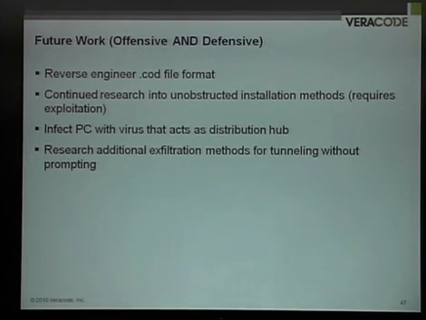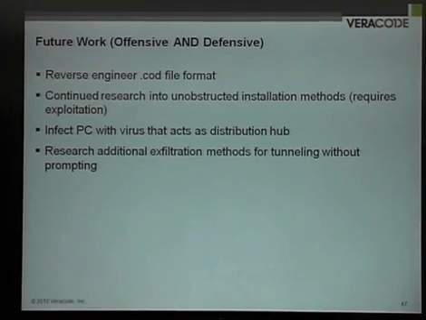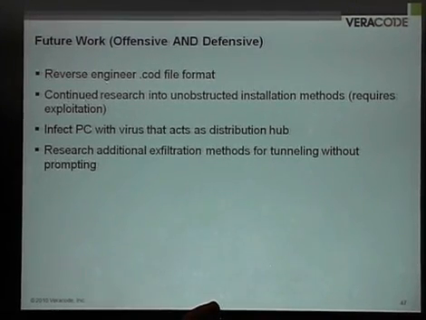Continued research into unobstructed installation methods. That would probably require exploitation and would probably be patched and fixed fairly quickly by RIM. But it's obviously great additional offensive future work that should be done to help harden the device. Maybe infect some PCs with a virus that acts as a distribution hub, so that we can get the worm onto the PC, and whenever they plug in their BlackBerry, it jams the spyware onto the device. So that's a potential infection route.